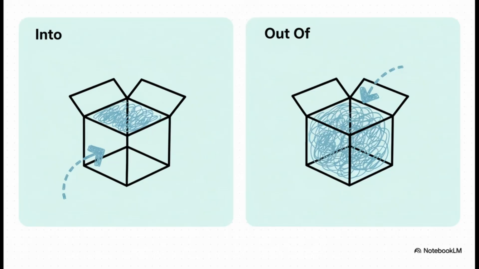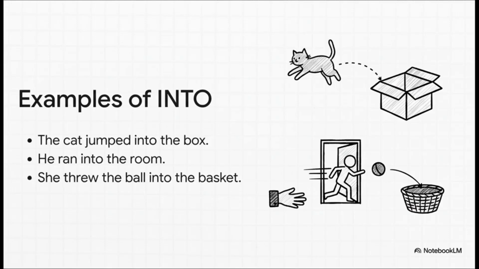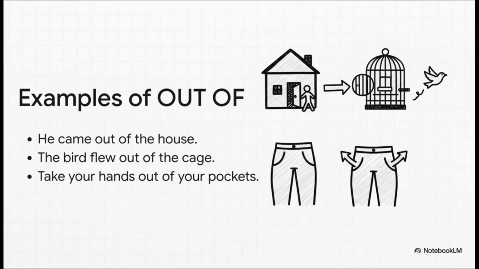Simple as that. Can you picture the movement here? The cat was outside the box and then boom, it was inside. He was maybe in the hallway, then in the room. Into perfectly captures that exact moment of entry. It's all about the action. And here we have the exact opposite. He was in the house, now he's out. The bird was stuck in the cage, now it's flying free. Out of shows the action of leaving that enclosed space.